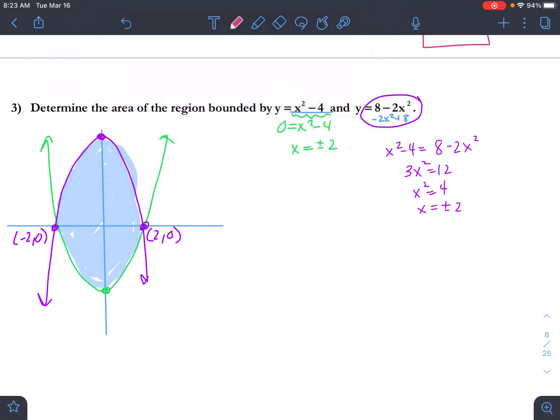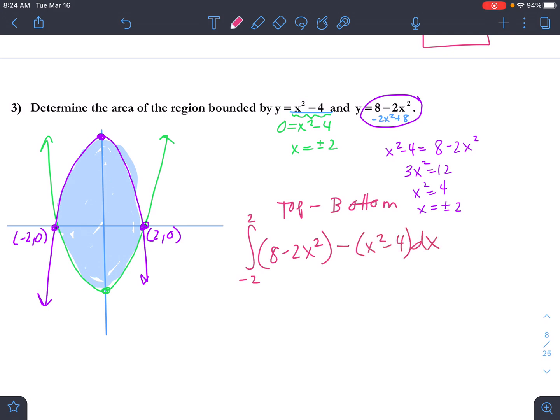Okay, so as we set this up, top minus bottom does not change the entire time. We have that purple is on top the entire time, and the green is on the bottom. So when we set this up, we're going from -2 to 2. Top minus bottom is what we're doing here, and our top function is purple. That was 8 minus 2x squared. We are subtracting the bottom function, x squared minus 4, dx.